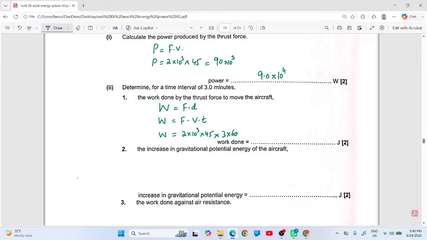So the work done is 1.6 multiplied by 10 raised to power 7.